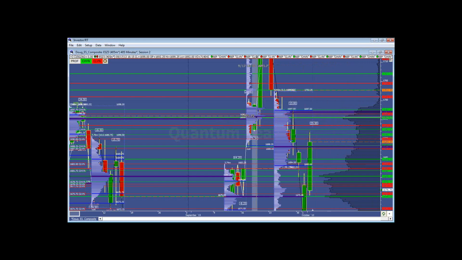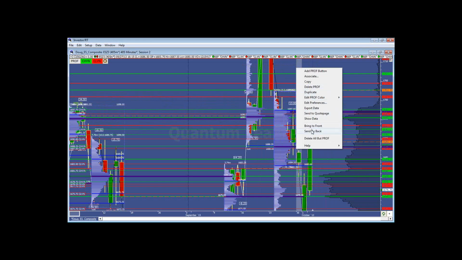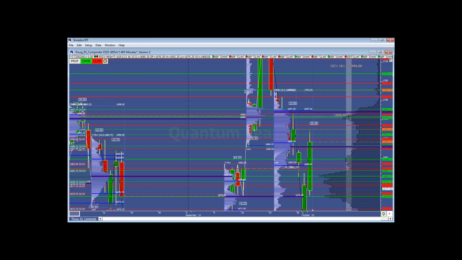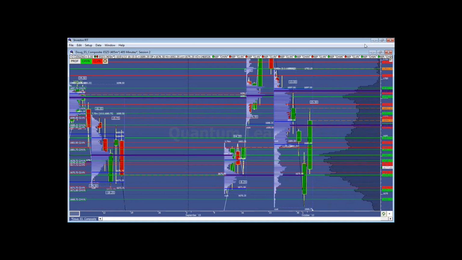Right here, 95.75, and then where we tried to hold value when we first came down in the smaller micro composite at 97. So those are my upward targets, and of course the extended target would be a test of the 1700 centennial number and the 1701.